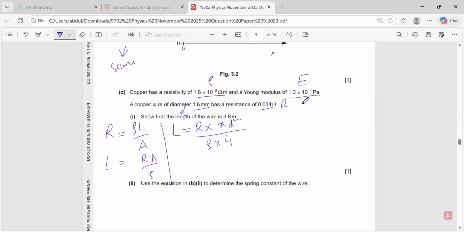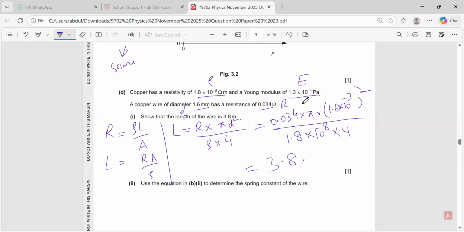Now simply I will be placing the values, my dear friends. 0.034 times pi times d, that is 1.6 times 10 raised to the power of minus 3. Again, don't forget to take the square because it is d square over resistivity, that is 1.8 times 10 raised to the power of minus 8 times 4. And as we simplify, of course, it should be 3.8 meters because the answer is already given by the examiner.